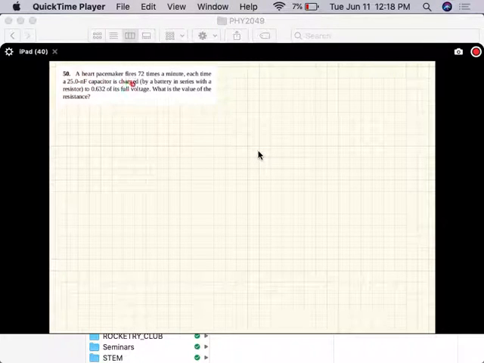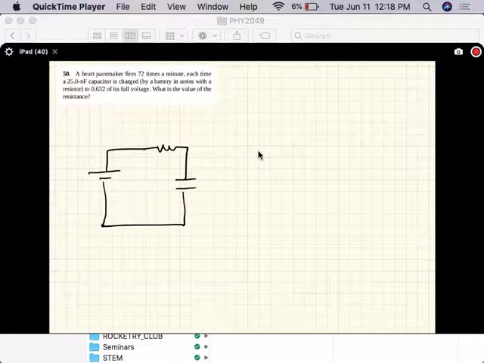So a heart pacemaker fires 72 times a minute. Each time, a 25 nanofarad capacitor is charged by a battery in series with a resistor to 0.63 of its full voltage. What is the value of the resistance? All right, so what they're telling you is here's an RC circuit. Here's the resistance. Essentially we've seen this circuit.